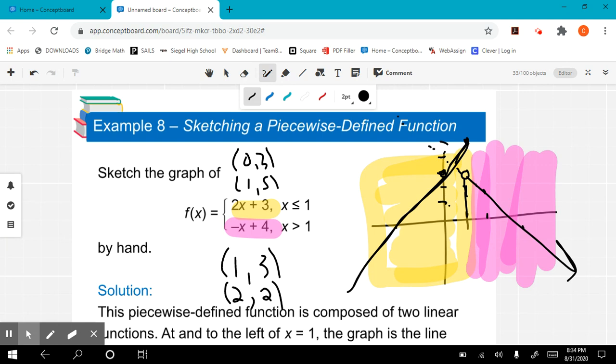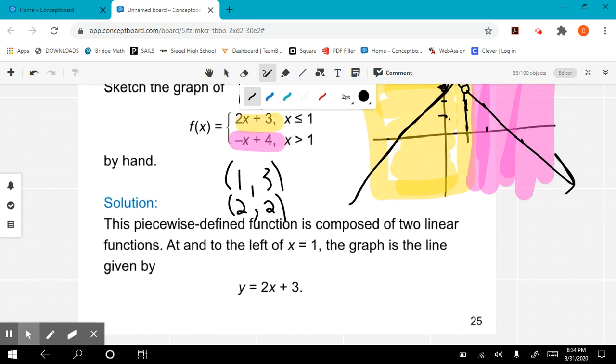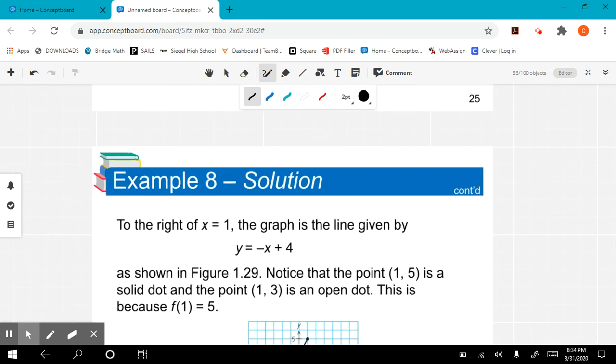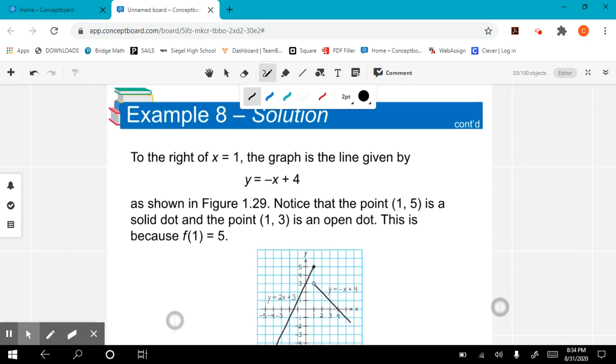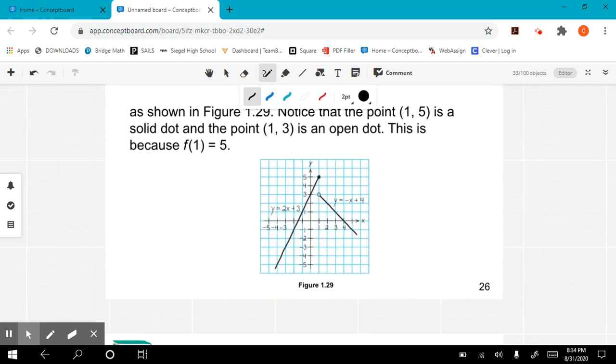All right. So hopefully that makes some sense there. There's a little better drawing of it than my little sketch that I did. Here, open dot here because the x is less than or equal to 1 with this top graph, which was this one right here.